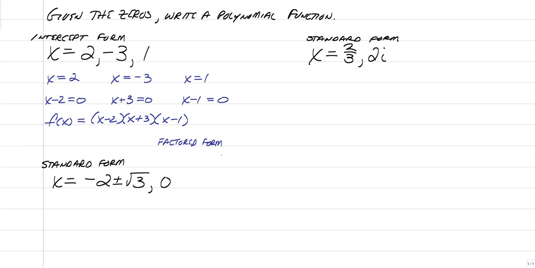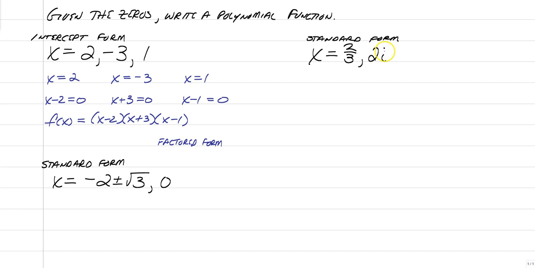So whenever you are asked to leave something in intercept form, you leave it just like that in factored form. Now, if this said standard form, you would have to multiply that all out and write your answer in descending order, okay? But another way to check is you have 1, 2, 3 x's, 1, 2, 3 solutions, okay? The next one we're going to do is standard form.